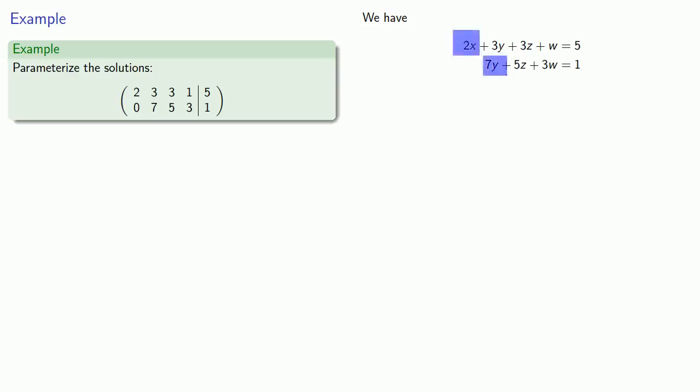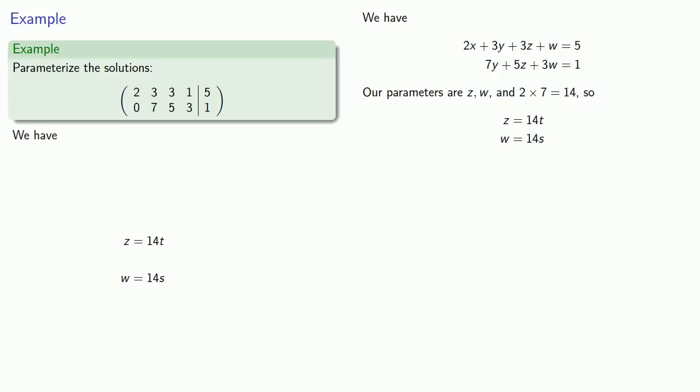X and y are leading variables, so they'll be basic variables. Z and w are never leading variables, so they'll be our free variables and we'll parameterize them. Our pivots are 2 and 7, so we'll parameterize z and w with a factor of 2 times 7, or 14. So we'll make z equals 14t and w equals 14s.